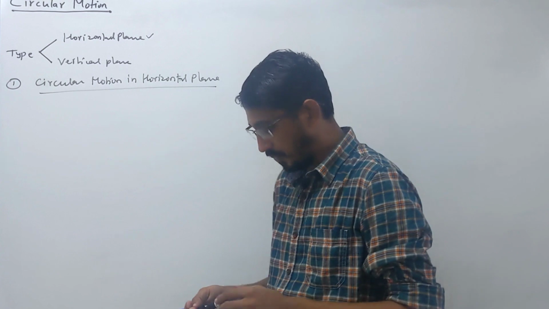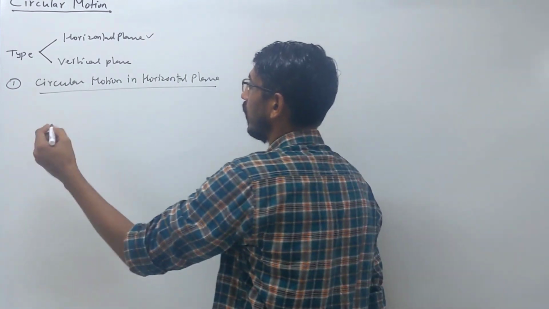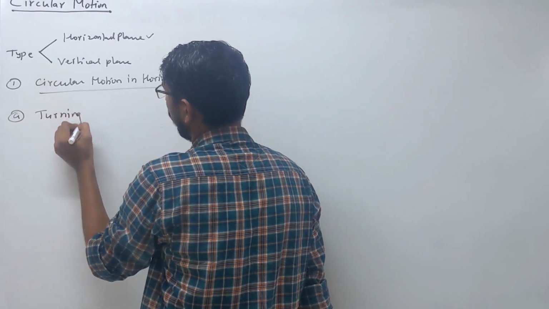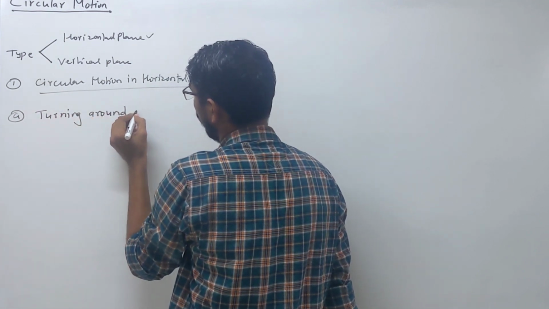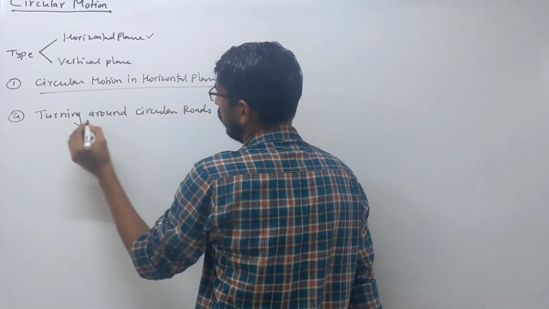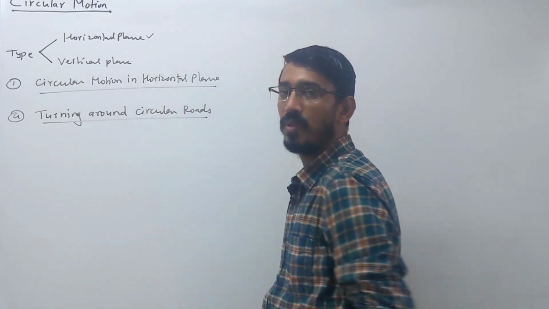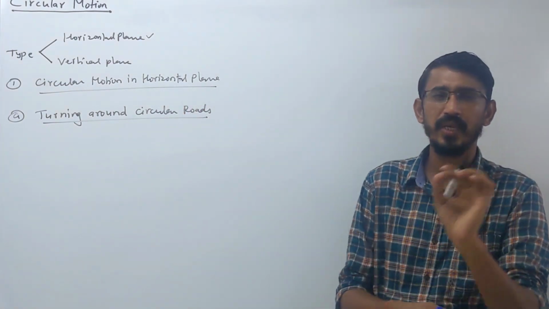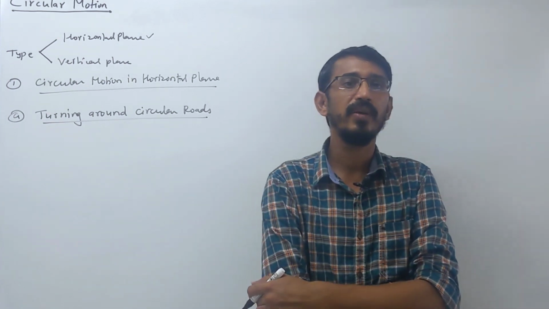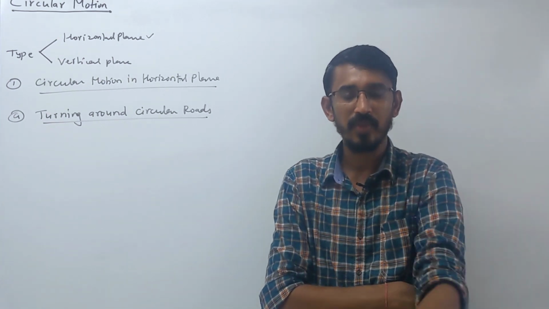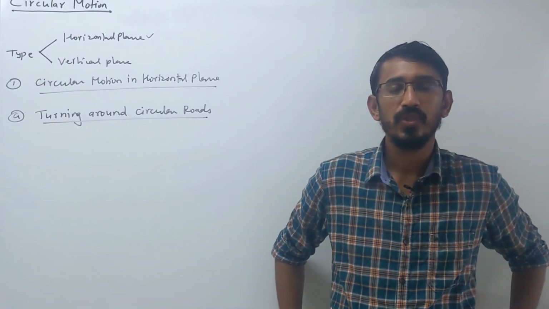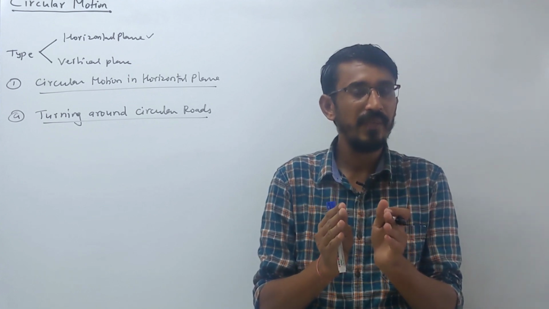This is a very important problem that we will talk about first: turning around a circular road. This is a very daily life problem, and also very important from the exam point of view, because many times they ask very simple questions based on this. So what is the idea? When you are turning around a circular or very sharp road, you have seen that your vehicle will skid. So in order for our vehicle not to skid, we do two things.